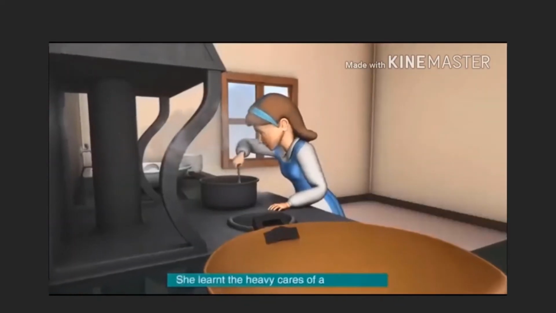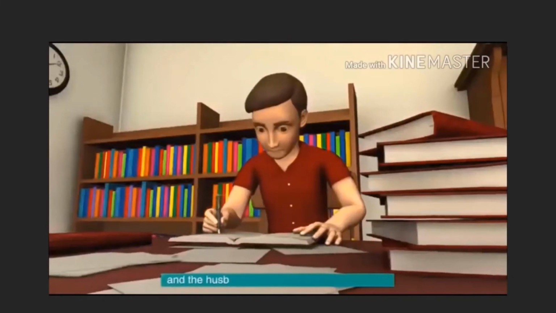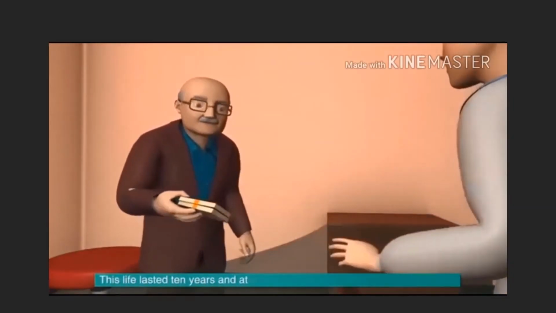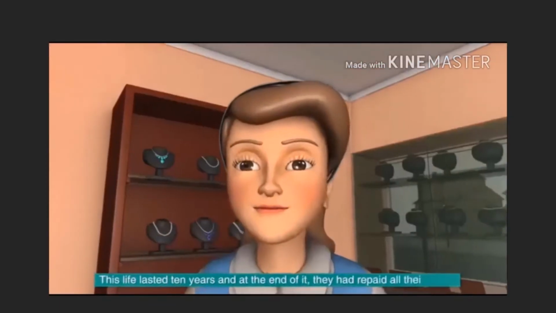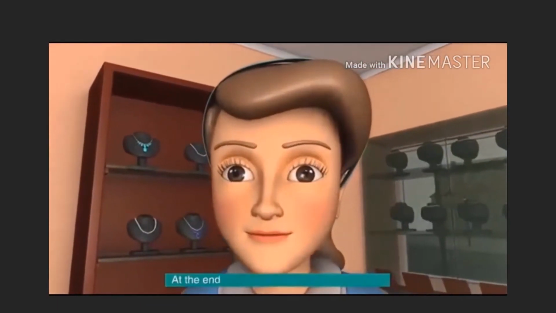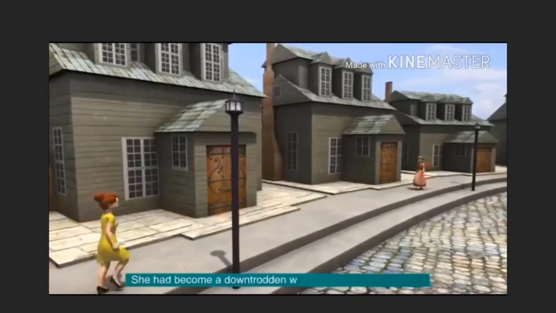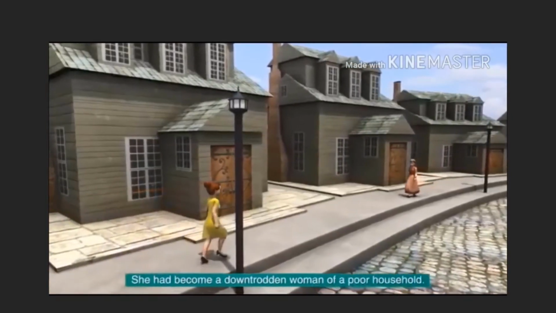Matilda now knew the horrible life of bare necessity. She learnt the heavy cares of a household, and the husband worked evenings and nights. This life lasted 10 years, and at the end of it, they had repaid all their debts. At the end of 10 years, Matilda seemed old. She had become a downtrodden woman of a poor household.